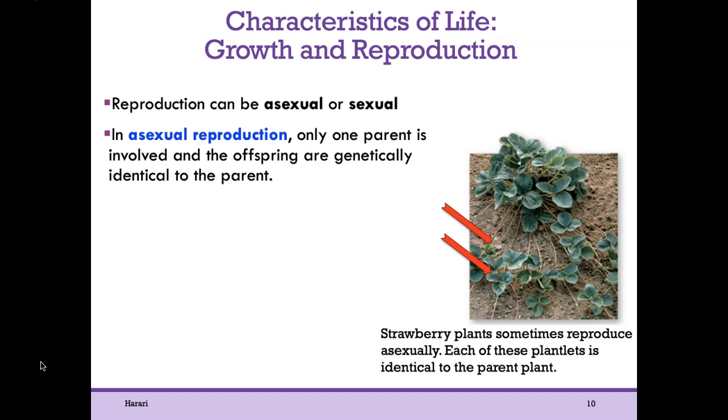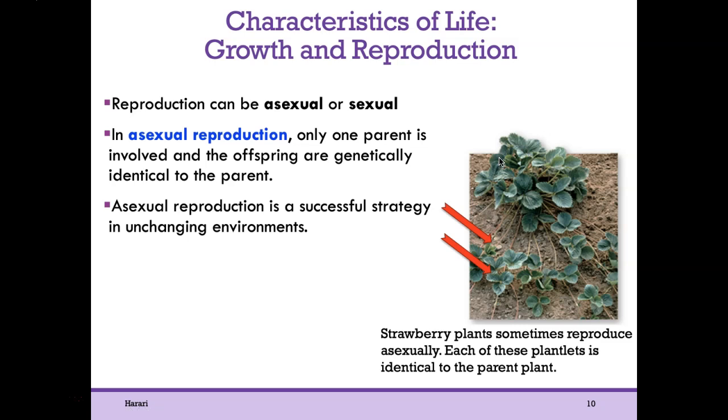We said that organisms reproduce, but reproduction can be asexual or sexual. In asexual reproduction, only one parent is involved, and the offspring are genetically identical to the parent. So this is basically cloning, right? It's one parent that basically offshoots parts of itself. So this strawberry plant is a parent, but it's making these little runners. These little plantlets are identical to this plant over here.